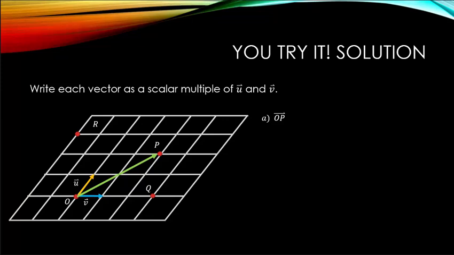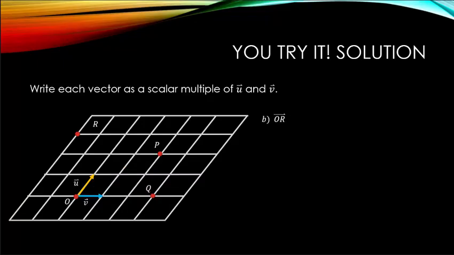For the vector OP, I first construct the vector I'm interested in. It starts at the origin and goes up to the right to end at P. I need 2 unit vectors of V horizontally to the right and 2 unit vectors of U vertically upward to end up at P, so that my vector OP can be written as 2 times the unit vector V plus 2 times the unit vector U.